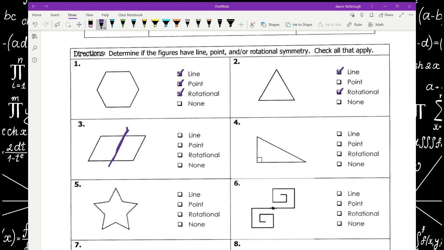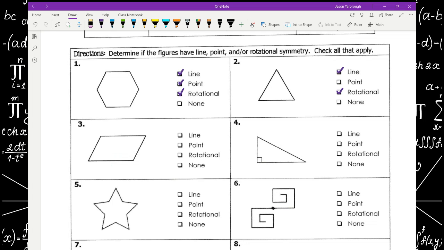So it would need to have its point on this side. So it does not work that way. Or if I even did a line flat this way, it works the same way. Again, this point would have to be matching up to something there. So no, there is not line symmetry on this one.